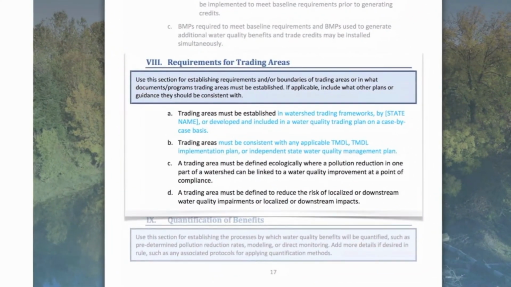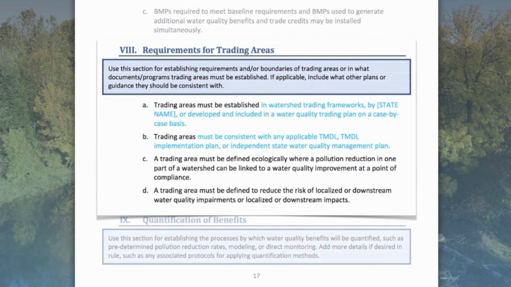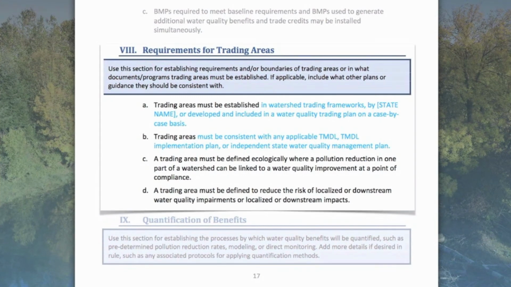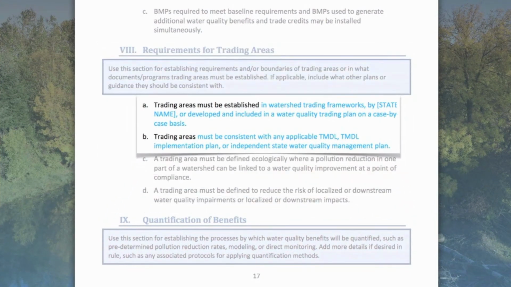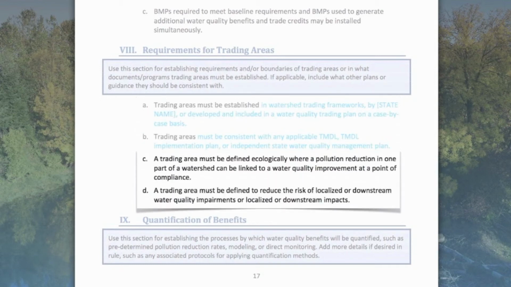The template suggests 4 requirements to be placed in a rule regarding trading areas. The first 2 shown are blue, meaning that they are likely to be modified or that the state should make sure they are consistent with internal policies and procedures. The latter 2 requirements are unlikely to change because they relate to requirements for trading areas that are set by EPA and consensus among participants in the National Network for Water Quality Trading.